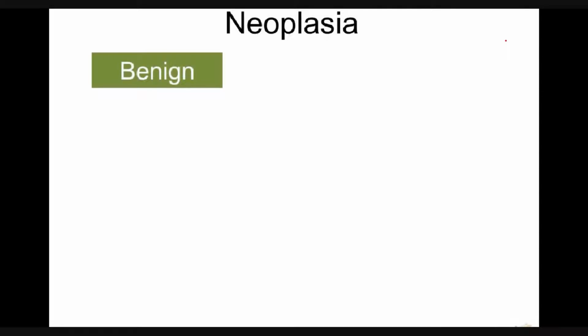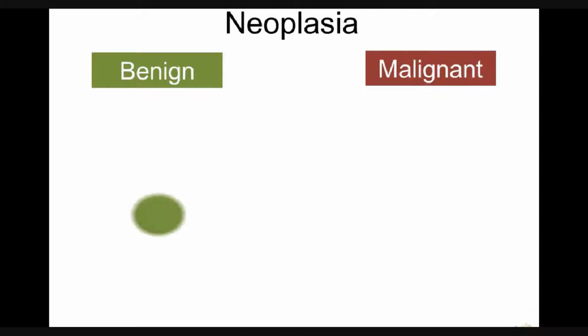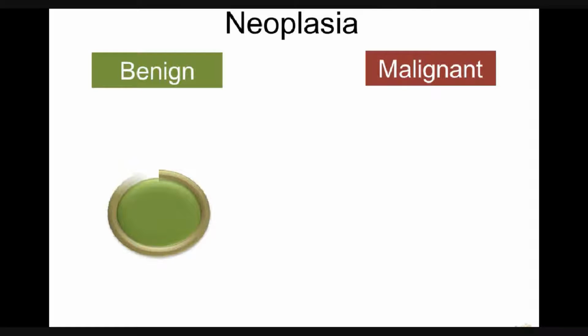There are two main types of cancer, benign and malignant. In general, can you just tell me, or just say out loud, what are the characteristics of benign neoplasias? So in general, they're very slow-growing, round, symmetrical, well-differentiated, and oftentimes they have a fibrous capsule.